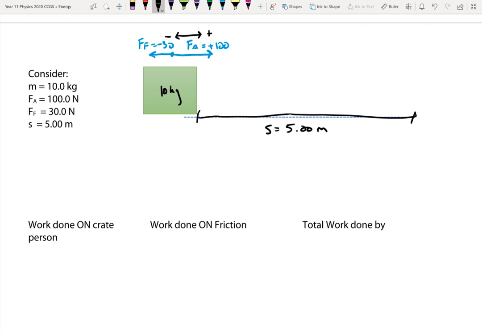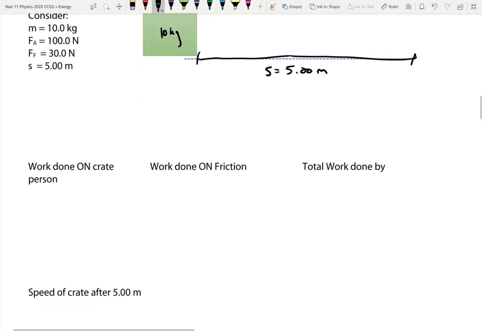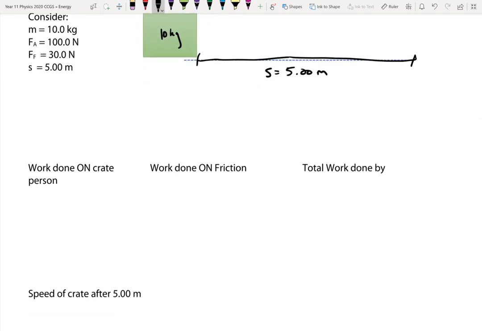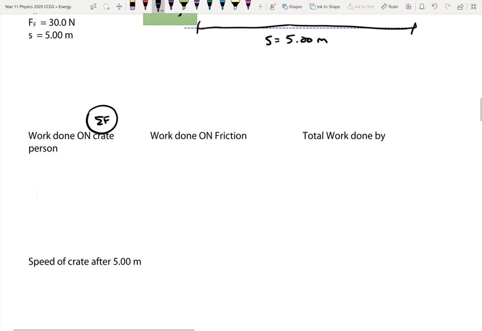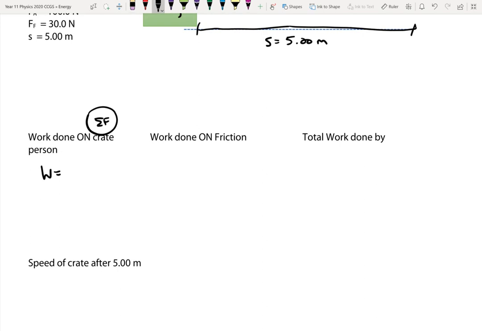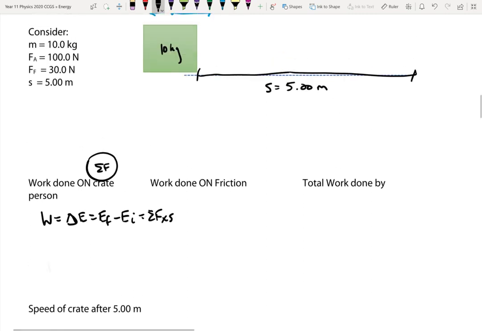Now, we have this concept of work. The work done on the crate. Well, here's a little trick here, gentlemen. The crate only receives the net force. So we're going to take the net force: work done, the transfer of energy, E final minus E initial, equals net force times s. Could somebody tell me what the net force is?